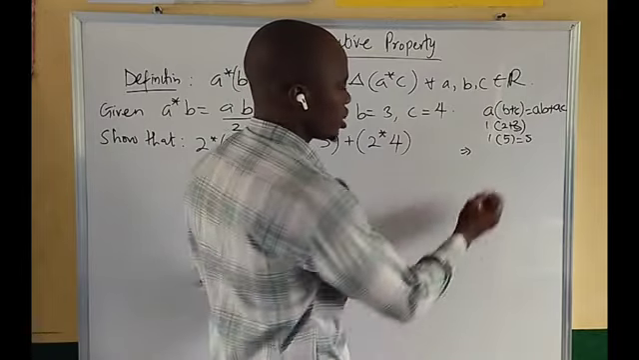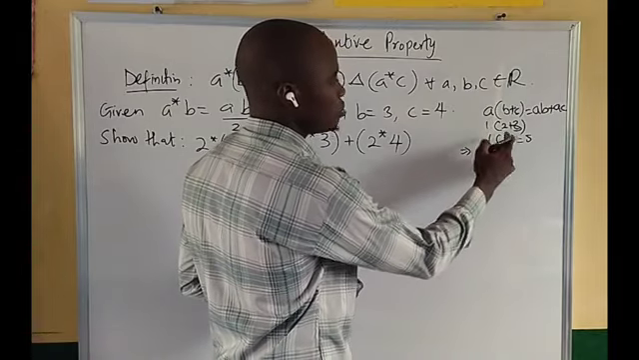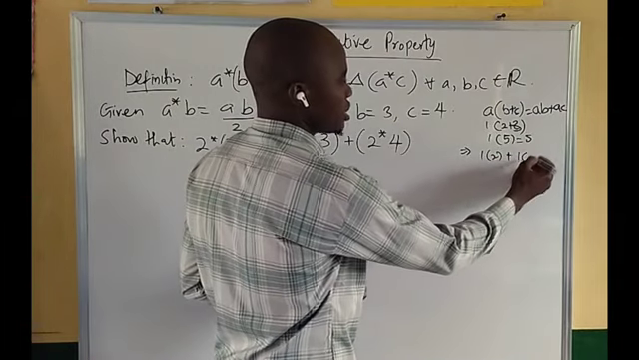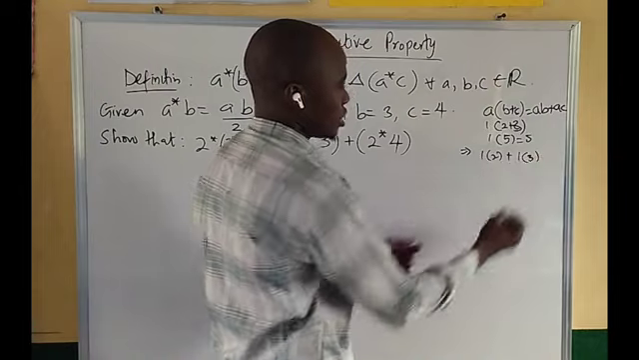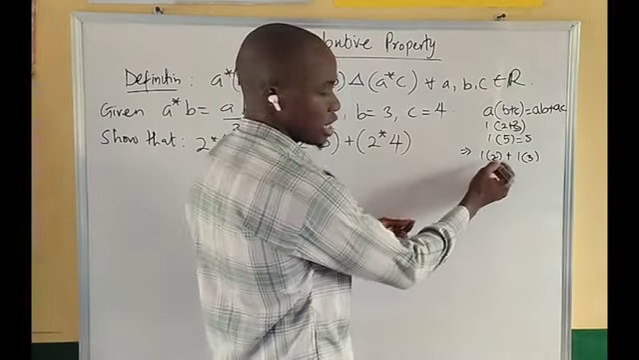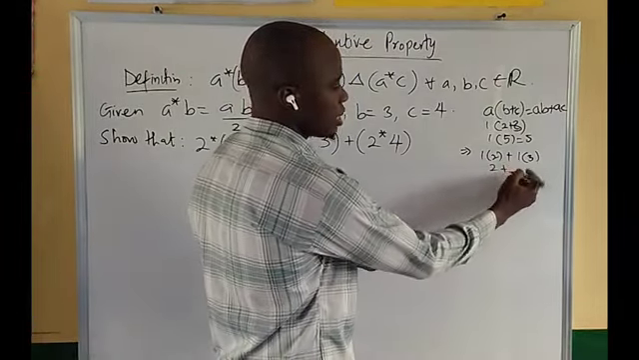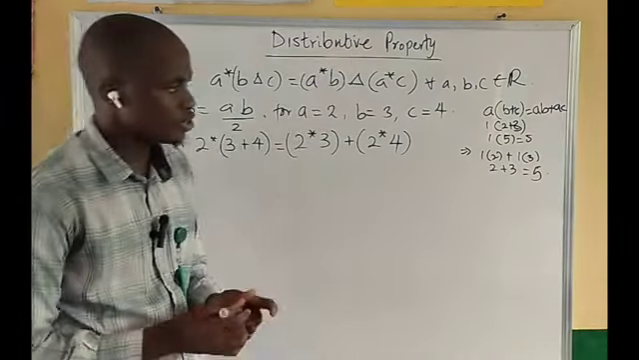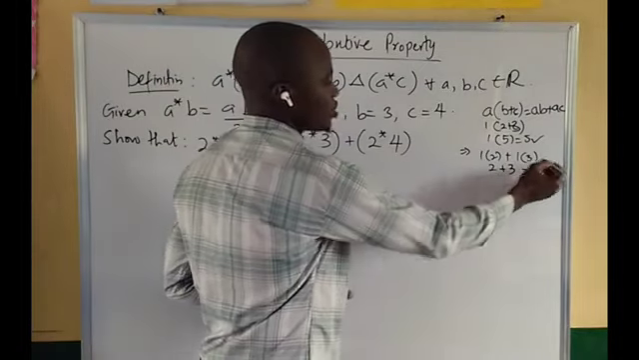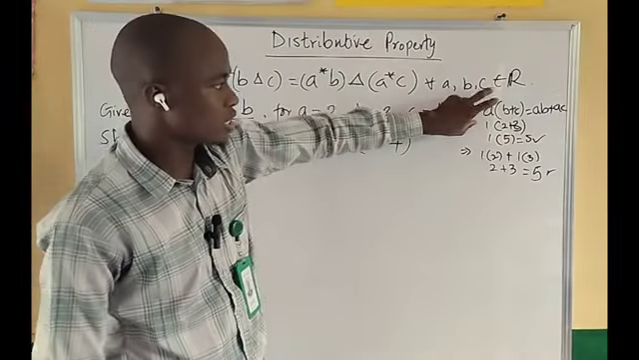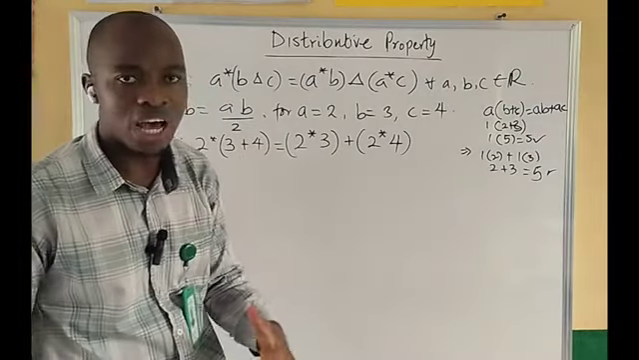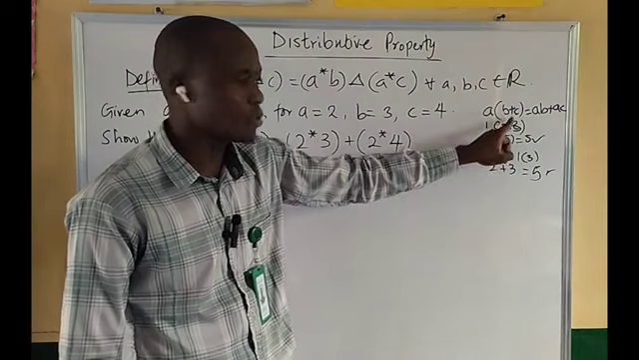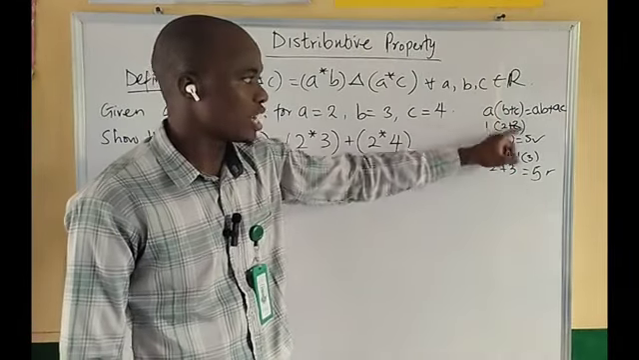Now let's take the second one. We have a times b plus a times c, where a is 1, b is 2, and c is 3. So 1 times 2 gives 2, plus 1 times 3 gives 3, then 2 plus 3 is 5. You can see that we have this and this to be equal. Therefore, multiplication and addition, and multiplication can be distributive over addition. Do you understand that?